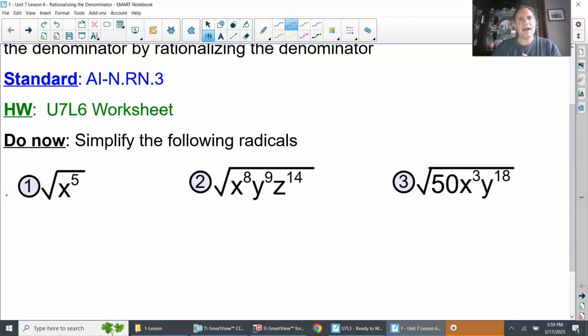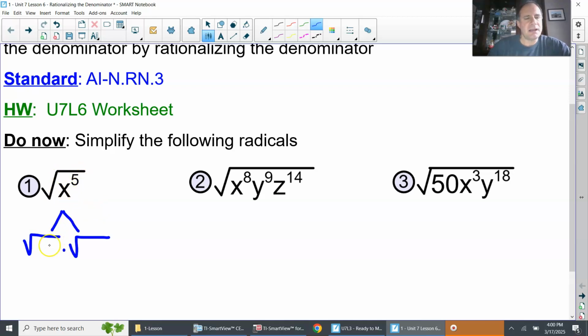Anytime you have an odd exponent for a variable, that means it is a non-perfect square. And the way you make it a perfect square times a non-perfect square is to minus 1 from that odd exponent. So the first thing that I see is the square root of x to the fifth. I am going to create a perfect square radical and a non-perfect square radical.